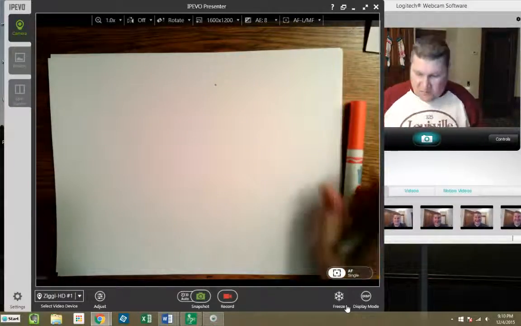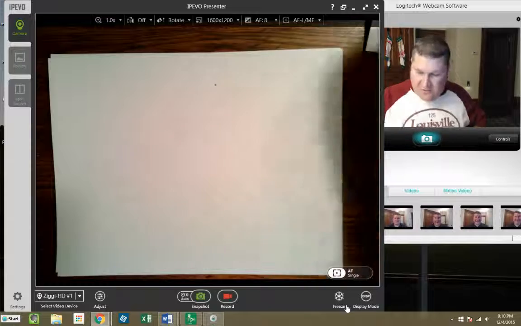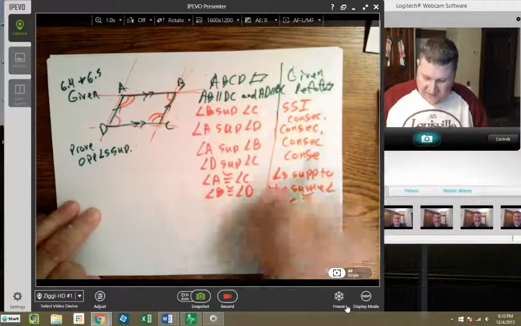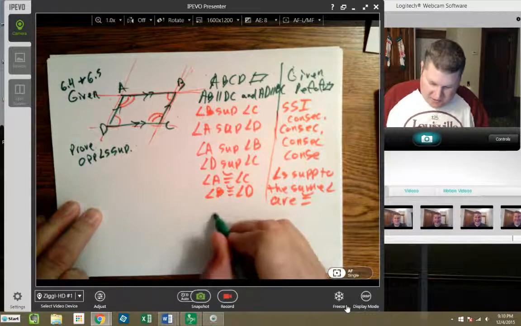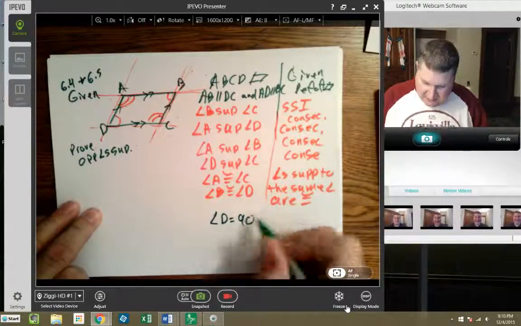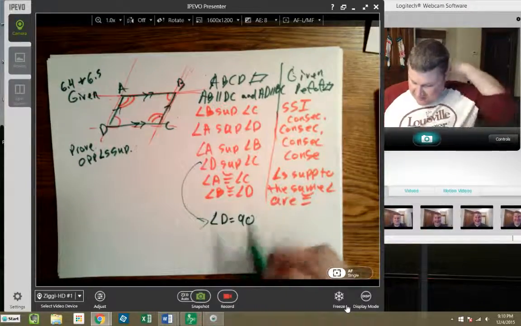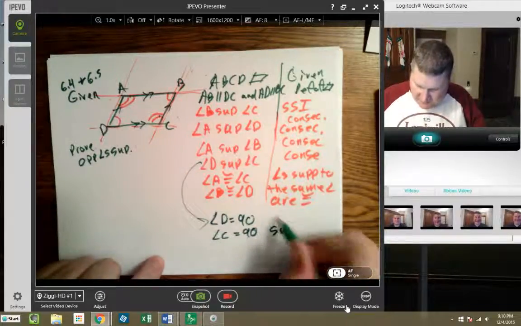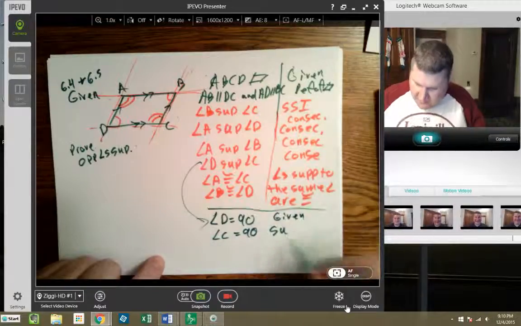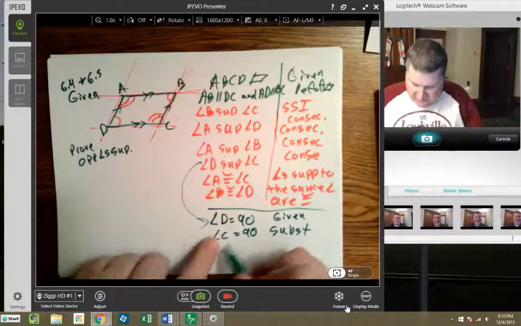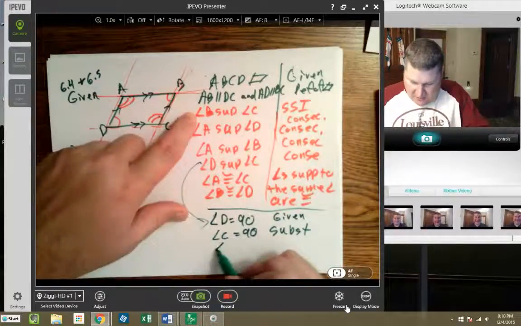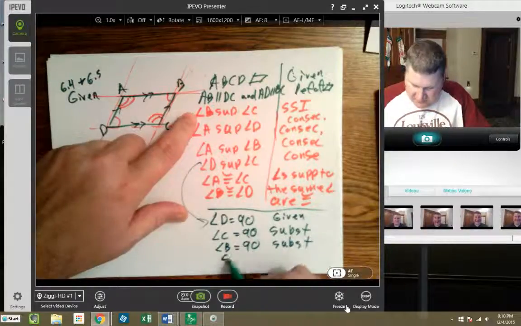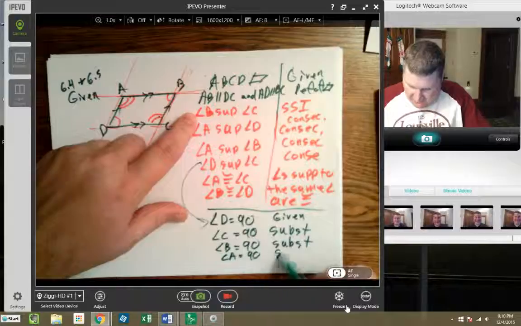Now, if a parallelogram has one right angle, then it has four right angles. Well, let me actually steal this one back. And if all of this is true, and I know that angle D equals 90, then since D and C are supplementary, angle C has to equal 90 by substitution. So, given, by substitution. And if angle C is 90, well, wait a minute, angle B equals 90 by, again, substitution. And I can do angle A equals 90 by substitution.